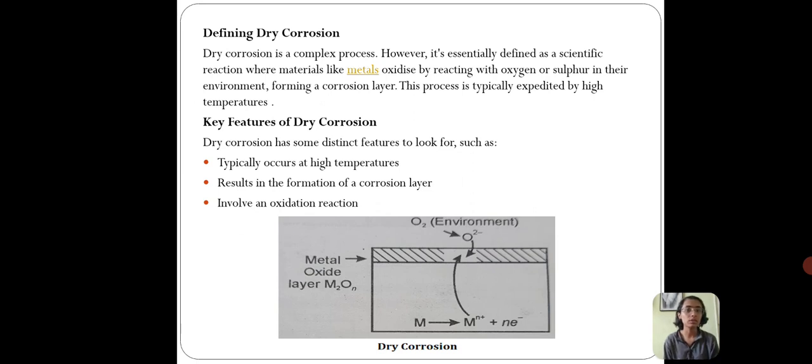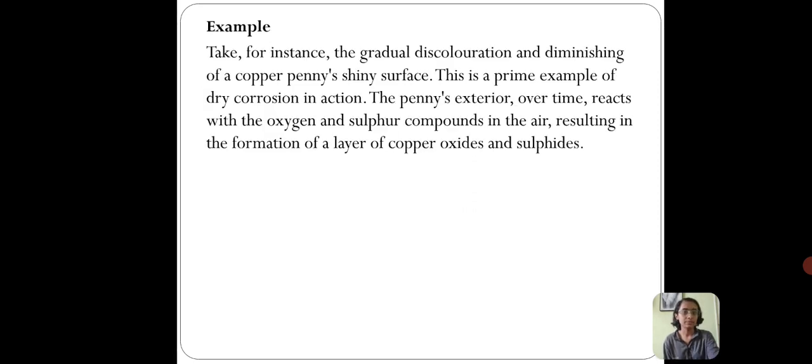Defining dry corrosion. Dry corrosion is a complex process. However, it's essentially defined as a chemical reaction where materials like metals oxidize by reacting with oxygen or sulfur in their environment, forming a corrosion layer. This process is typically expedited by high temperatures. Key features of dry corrosion. Dry corrosion has some distinct features to look for, such as: it typically occurs at high temperatures, results in the formation of a corrosion layer, and involves an oxidation reaction.